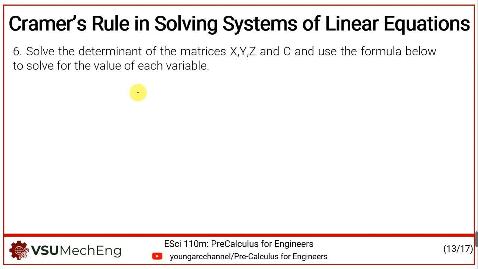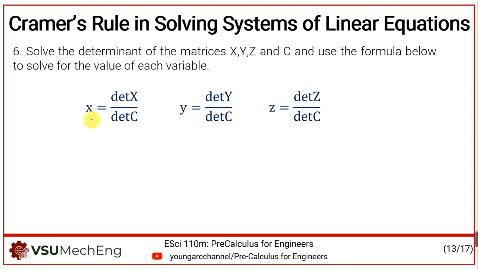Solve for the determinant of the matrices x, y, z, and the constant, and then apply the formula below. So to solve for the value of x, simply divide the determinant of x by the determinant of the constant matrix. Then for y, that's the determinant of y over the constant, and then for z, that's the determinant of z over the constant. Now the question is, how are we going to solve for the determinant in the first place?